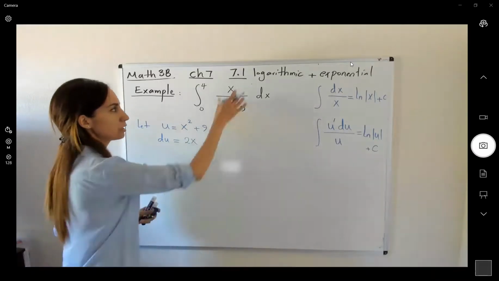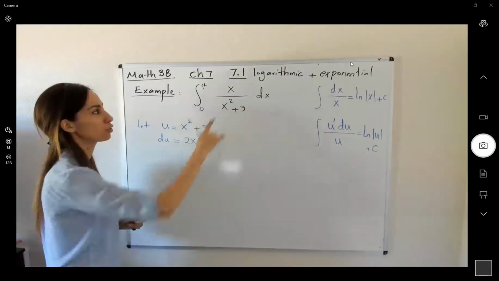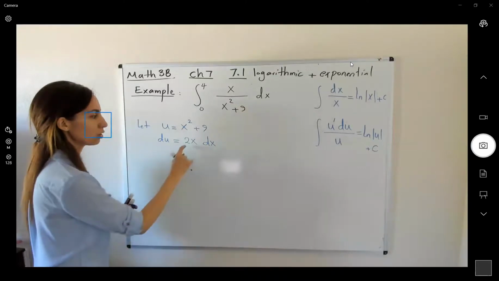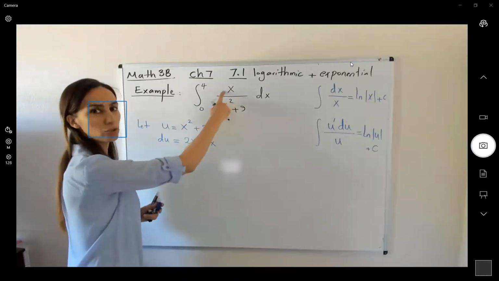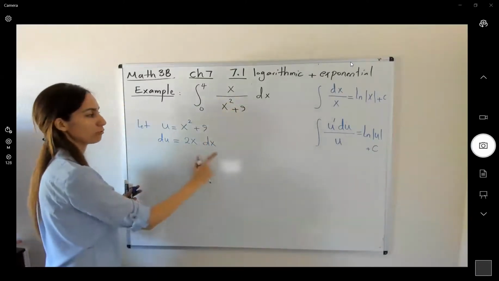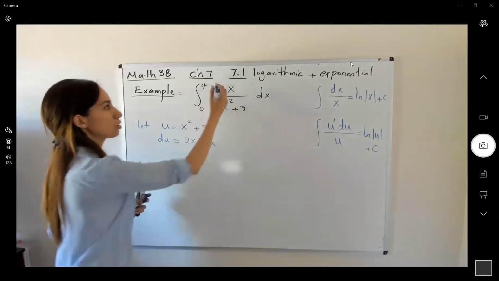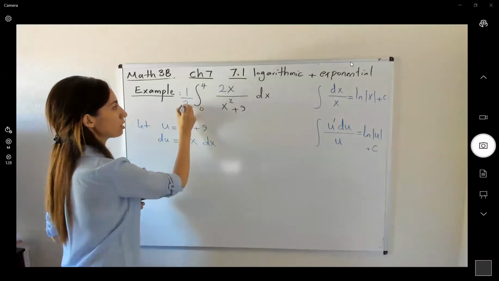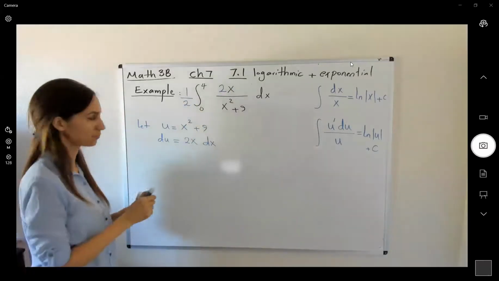Well, take a look at your numerator. Your numerator has x times dx. So if I have 2 next to my x, I can actually form my du. So let us multiply and divide the integral by 2.